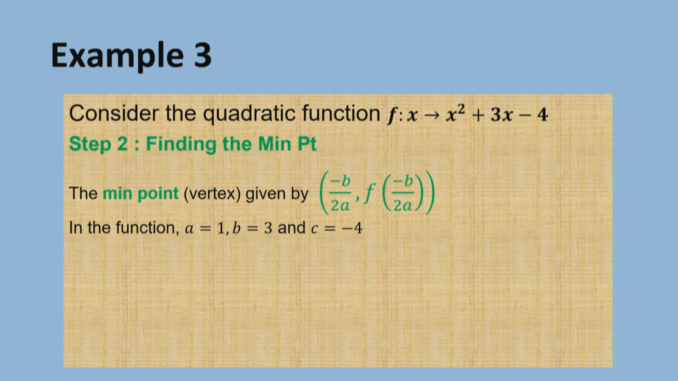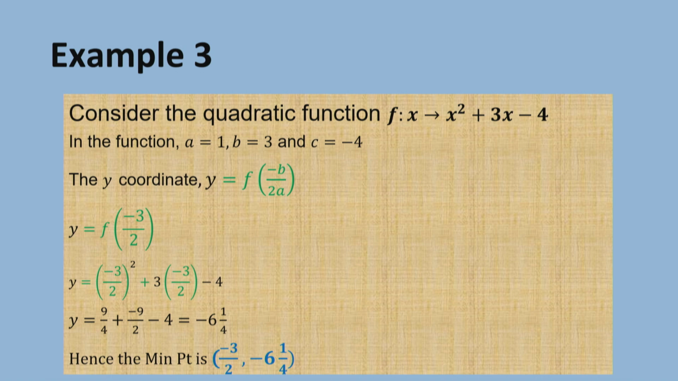So what do we need to do? Well, you just need to replace that in the formula. So for the x coordinate, x which is minus b over 2a, that's minus 3 over 2 times 1. 2 times 1 is 2. So that's minus 3 over 2. We have the x coordinate. What do we need to do? You need to find the y coordinate.